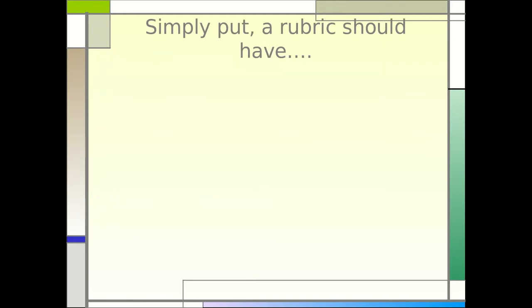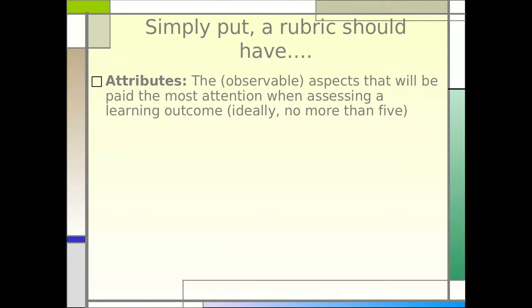So, simply put, a rubric should have attributes. These are the observable aspects that will be paid the most attention when assessing a learning outcome. Ideally, no more than 5, but this isn't written in stone. If you need more than 5, it's fine.